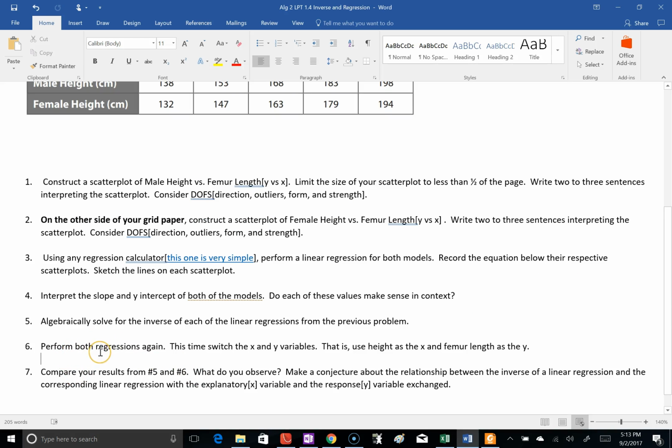Question 6 says, perform both regressions again. This time switch the x and the y variable. That is, use height as the x and femur length as the y. I'll begin by saying I don't think we had enough time to do either 6 or 7, so I won't be holding that against you as I evaluate your grid paper that you submitted. So 6 and 7 won't count against you, but I'll discuss them briefly.